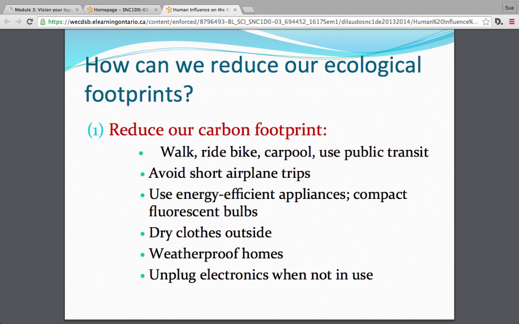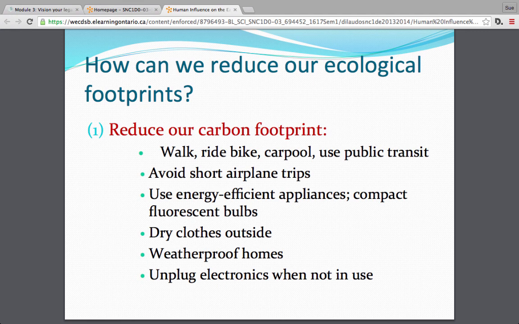But I'm sure there are instances where you could walk instead of drive, where you could ride your bike or carpool. Also, there's a suggestion to avoid short airplane trips. Airplanes are huge users of energy, of fuel. So if we can avoid short airplane trips, that would help out. If we could change our appliances to energy efficient ones, change our light bulbs to compact fluorescent bulbs, those are small impacts that could really make a difference to your ecological footprint.